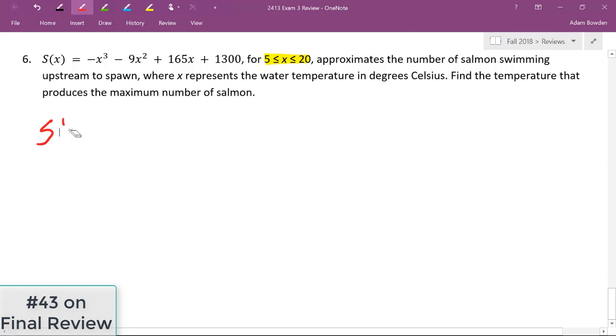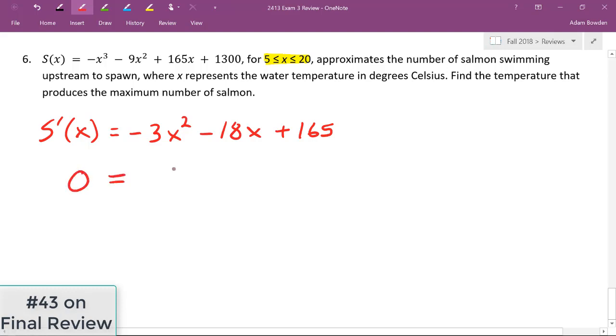So we'll start off by finding s prime, the derivative, which turns into negative 3x squared minus 18x plus 165. Now we'll solve that for 0, and I'm going to factor out a negative 3 to give me x squared plus 6x minus 55.